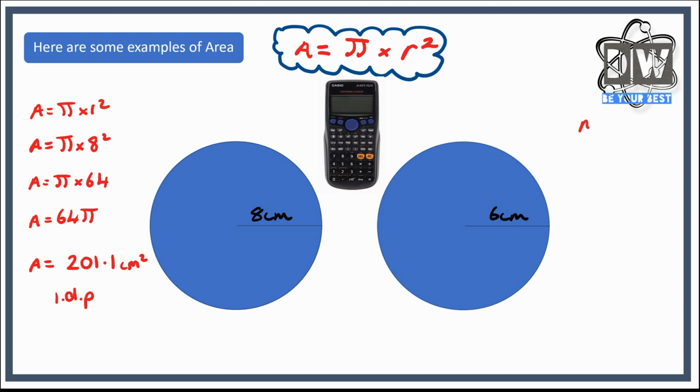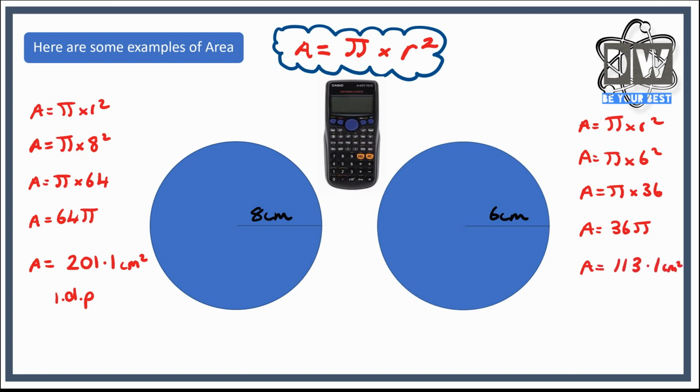Right, so here we go. First step is to write out the formula. Next step is to replace the r with the radius, which is 6. Then square it out. Okay, so you end up with area equals 36 pi. And then use your calculator to get the answer, which is area equals, and what we got was 113.1 centimeters squared, and again to 1 decimal place.